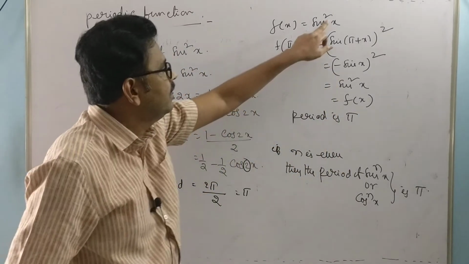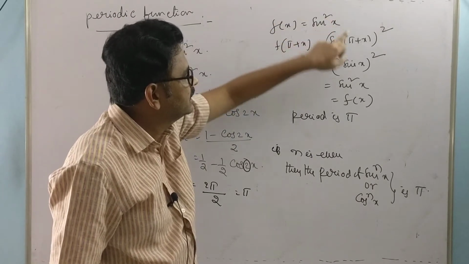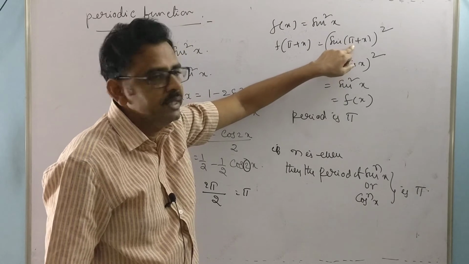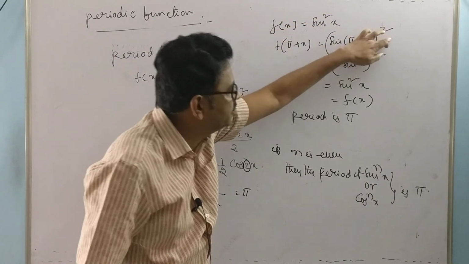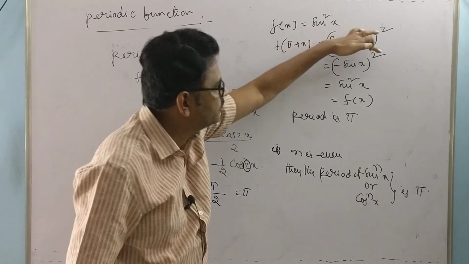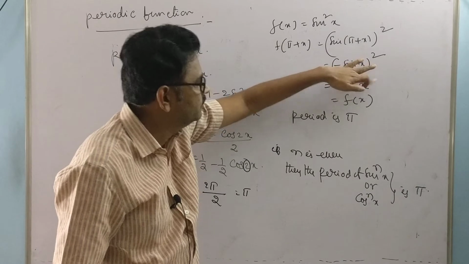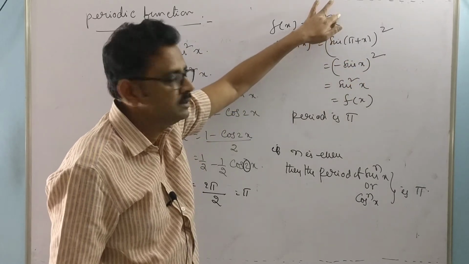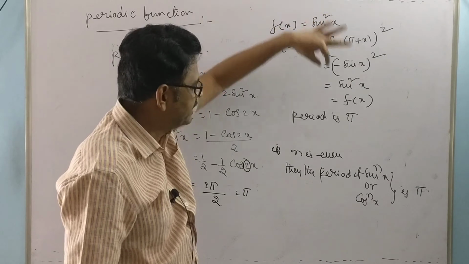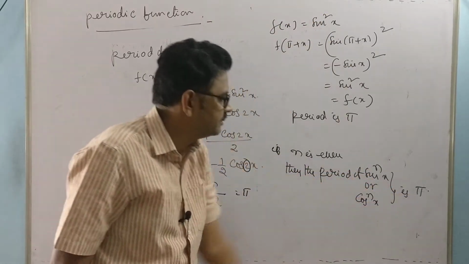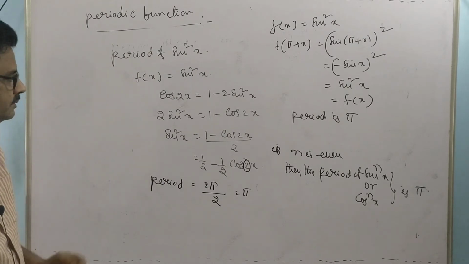Suppose if it is an odd number, sin cube x. In this case, this pi is not the period. Why? Because sin of (pi plus x) whole cube is (minus sin x) whole cube, that is minus sin cube x, which is not equal to f of x. Therefore, if the power is an even number, its period is pi.